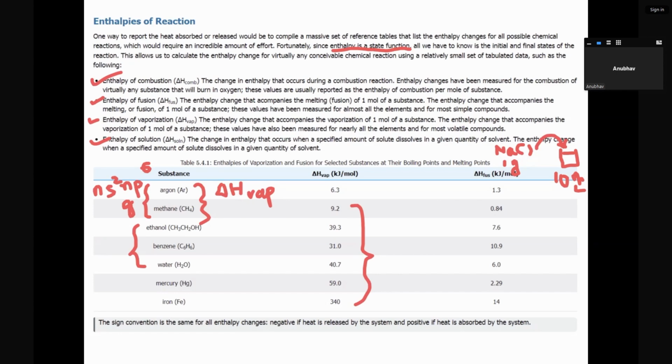And that's why it is unable to form a hydrogen bonding network with the similar benzene molecules. And that's why its delta vaporization is less than that of ethanol and water. And next in line, we have two solids. They are mercury and iron.